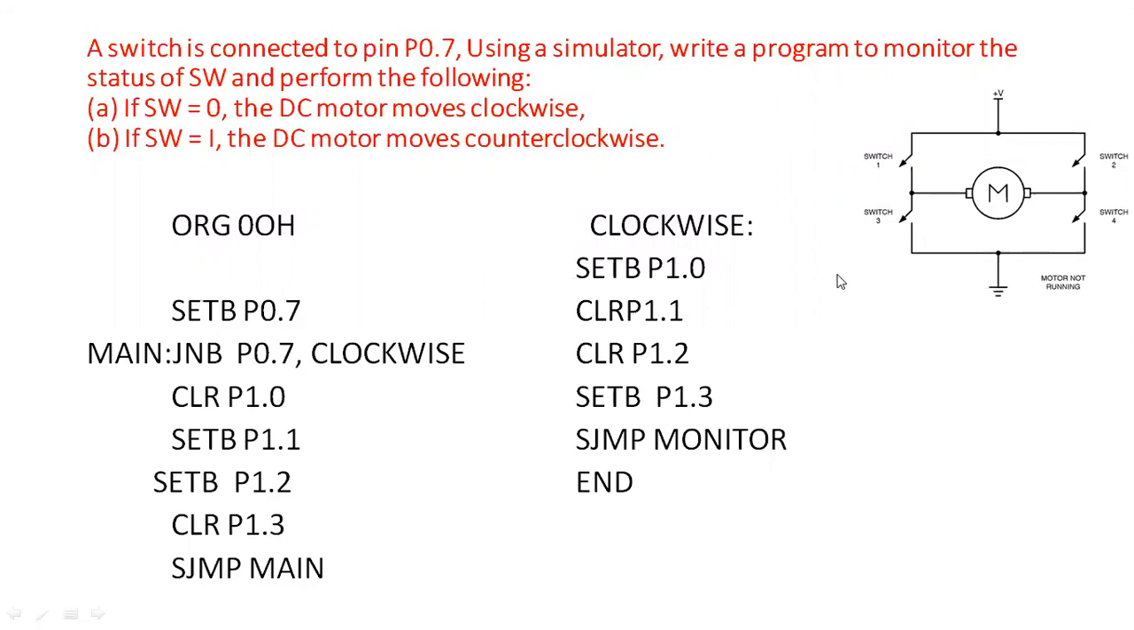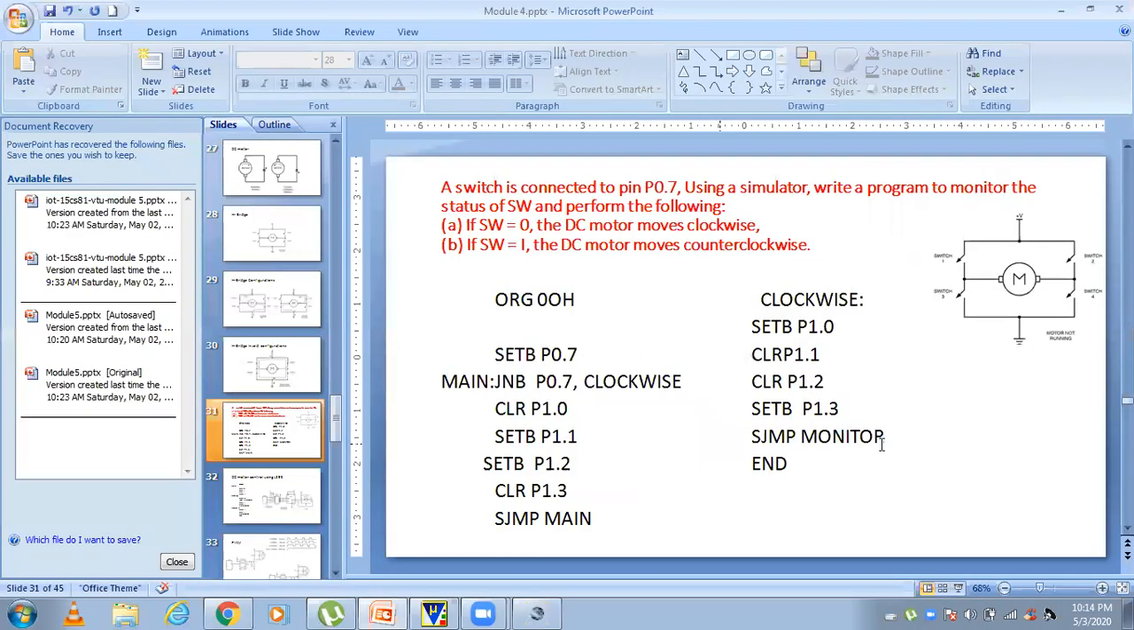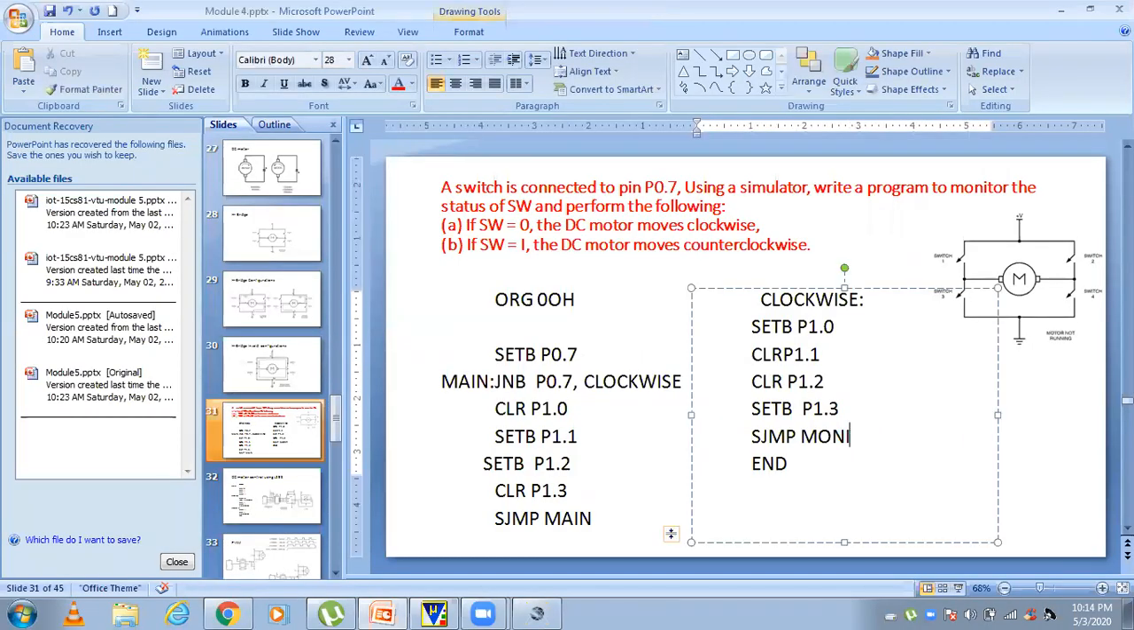If the motor wants to rotate in the clockwise direction, switch 1 and 4 will be closed. So switch 1 and 4 closed means set bit P1.0 and set bit P1.3. And switch 2 and switch 3, connected to P1.1 and P1.2, are both open. That's it. So this is the program required to execute. Here are some small changes; I will make it the main program.